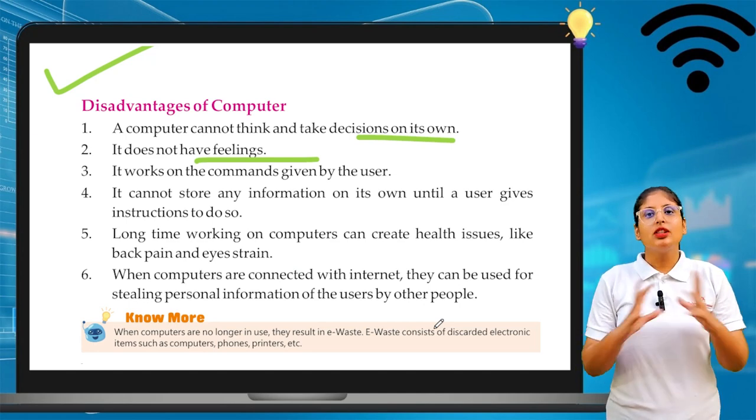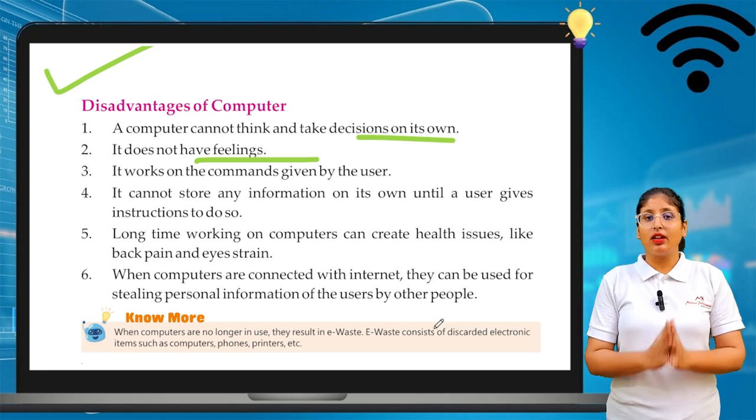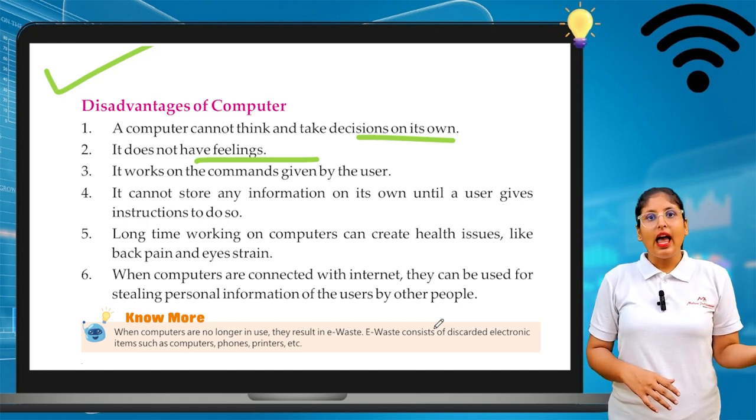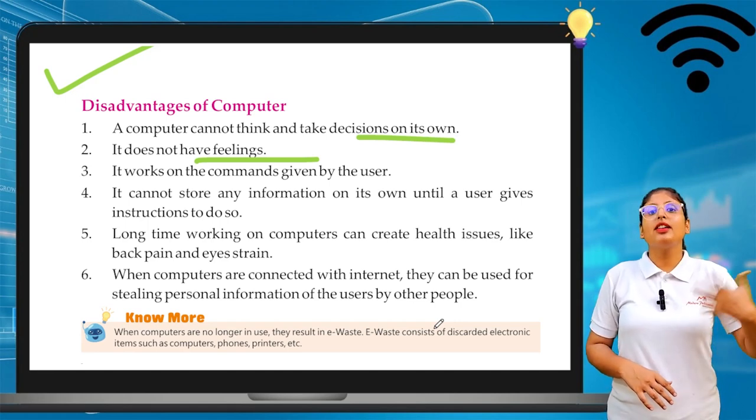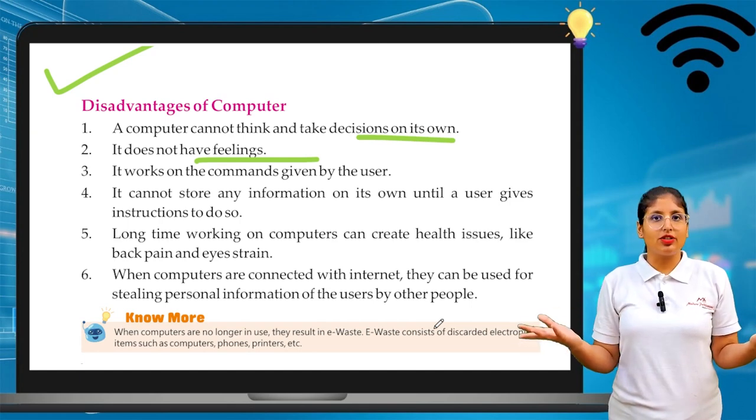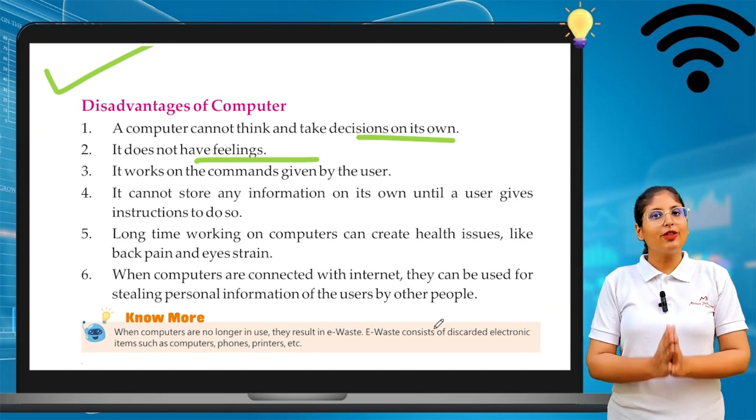Okay, so this is chapter number one of your book. Here in this chapter we saw the computer and its role, its advantages and its disadvantages also. I'm hoping the first chapter of your book is clear to you.